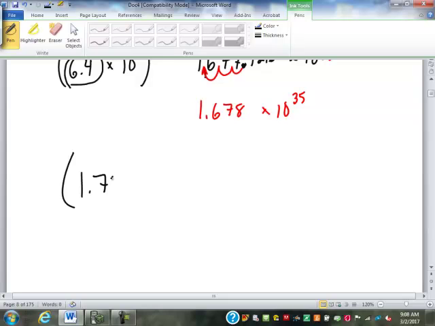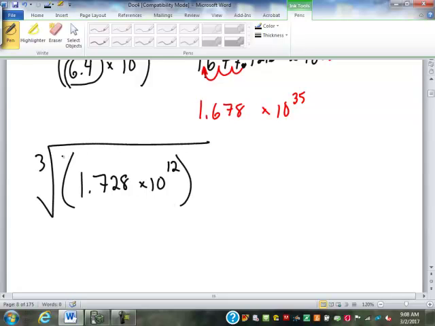Let's do 1.728 times 10 to the 12th. We're going to do the third root. Now remember, we've said before, powers come in pairs. The root is the opposite of a power. We didn't really talk about roots yesterday. But first of all, what's the third root of 1.728?